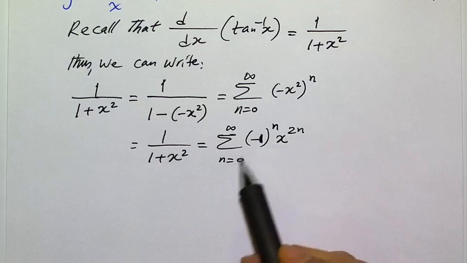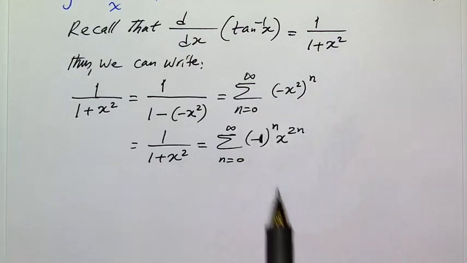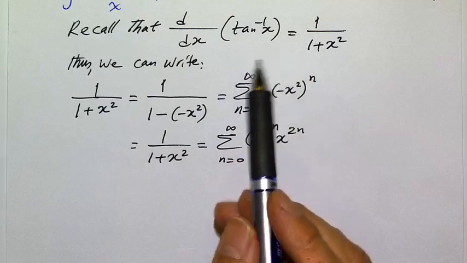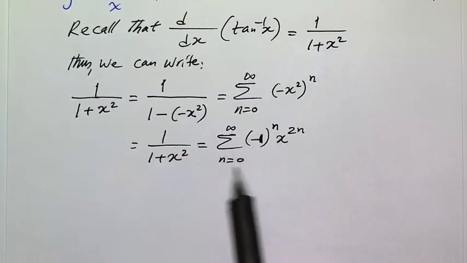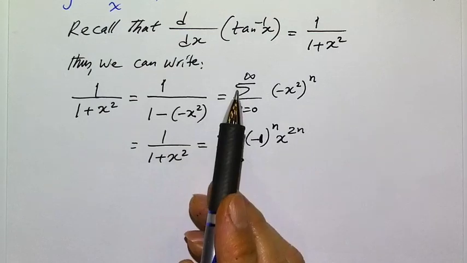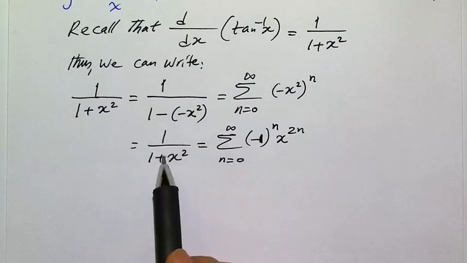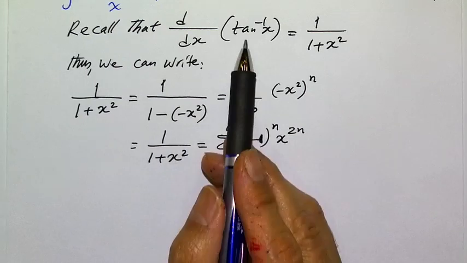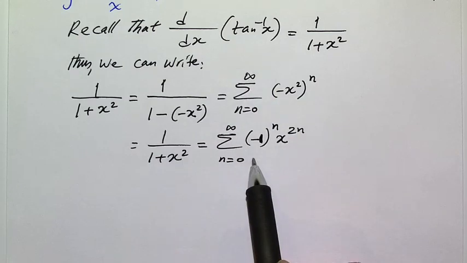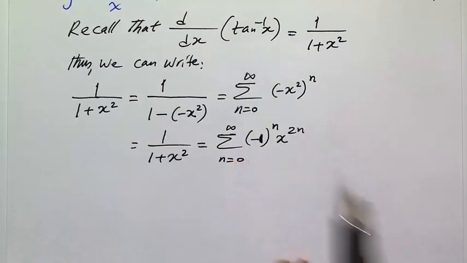Now, to obtain a power series representation for inverse tangent, all we have to do, since we found a power series representation for the derivative of the inverse tangent function, is integrate. If we integrate the left side, we know what we're going to get. We're going to get inverse tangent. On the right, we're going to get a power series which will represent that inverse tangent function. Okay, so let's do that.